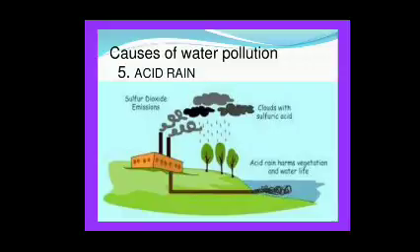N2O3 plus H2O gives rise to HNO2. N2O5 plus H2O gives rise to HNO3. These oxides, SO2, SO3, N2O3, N2O5, in the presence of the atmosphere, cause acid rain.